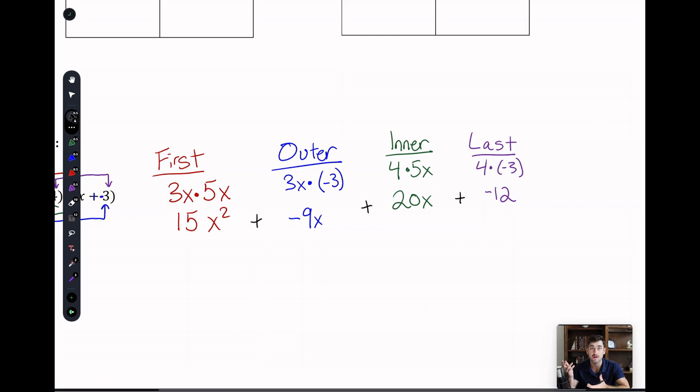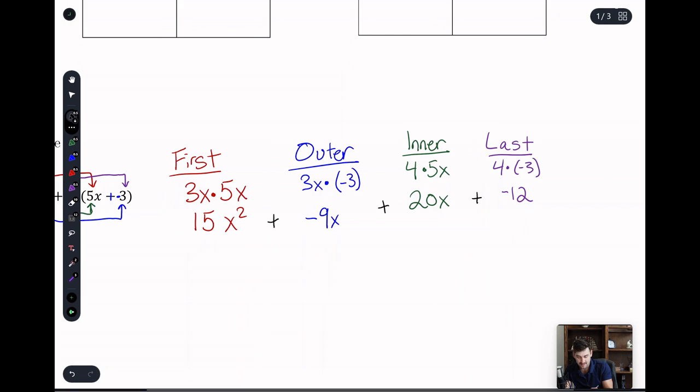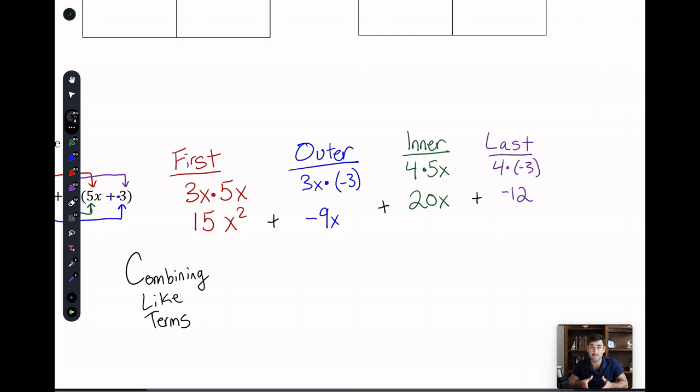Maybe, maybe not. Is it true? Yes. Could it be simpler? Probably. Let's look at it and see. We're going to do this thing that we like to call combining like terms. So combining like terms is when you take terms that look the same, that have the same variable and the same exponent, and combine them together. So let's look at this and see.